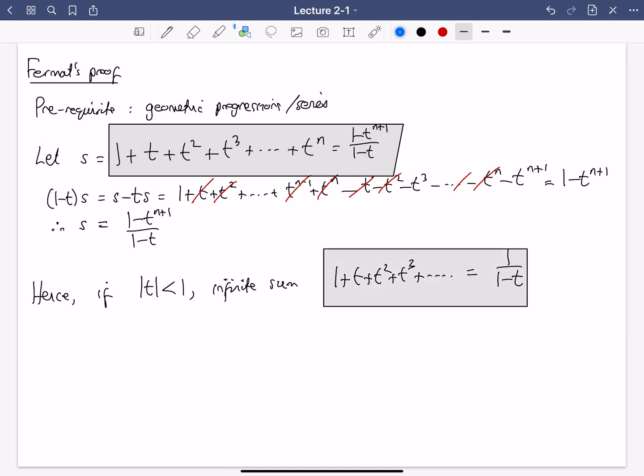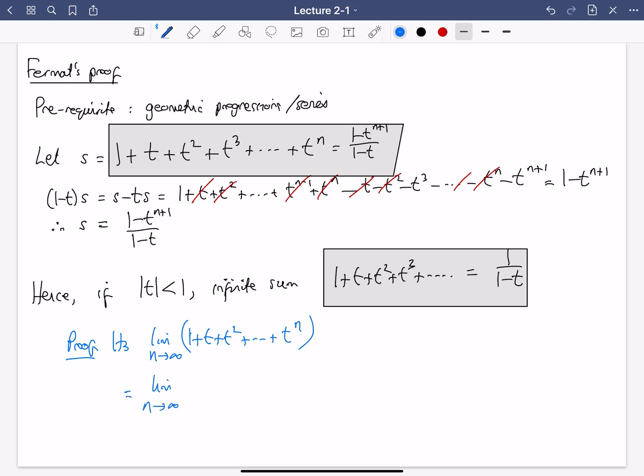Why? Well, what we've got to calculate is the limit as n goes to infinity, 1 plus t squared plus t to the n, right? We're trying to do the infinite sum forever. Well, that's doing the finite sum, stopping at t to the n, but then letting n go to infinity. That's what infinite sum means, which is the limit as n goes to infinity.